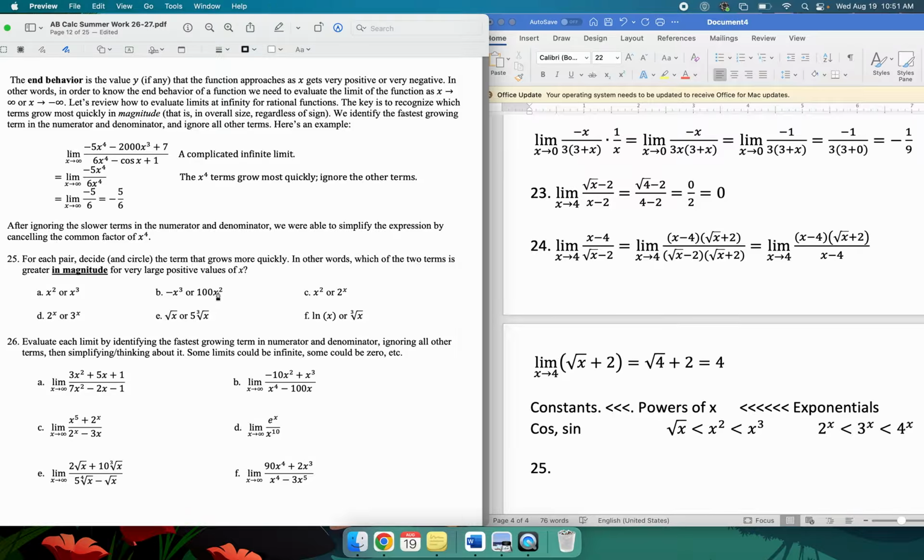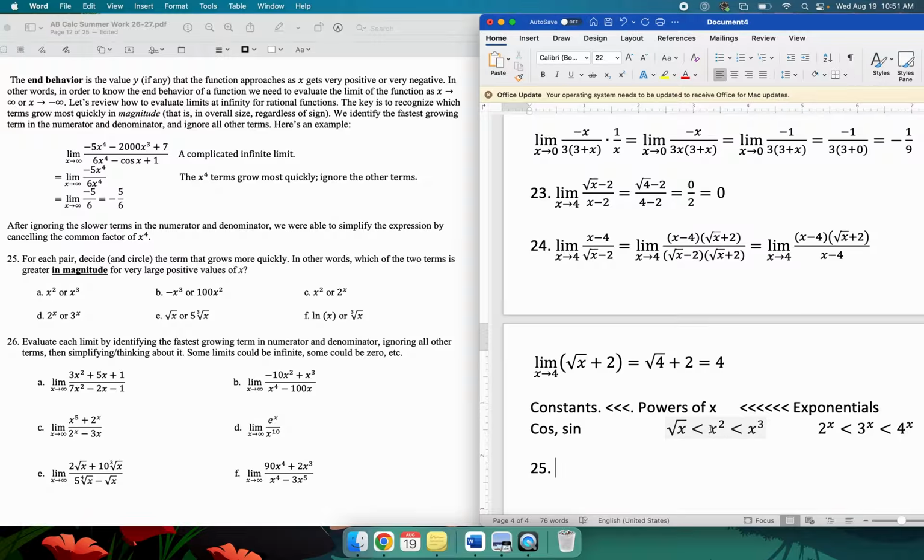So if we look at number 25, for example, this one right here, obviously x cubed grows faster than x squared. That's kind of obvious. This one here, the 100 is meant to trick you, but no, it doesn't matter. In the hierarchy, x cubed grows faster than x squared. So I don't care if you slap a 100 in front of the x squared. X cubed will eventually catch up to it. So here, this one grows faster.